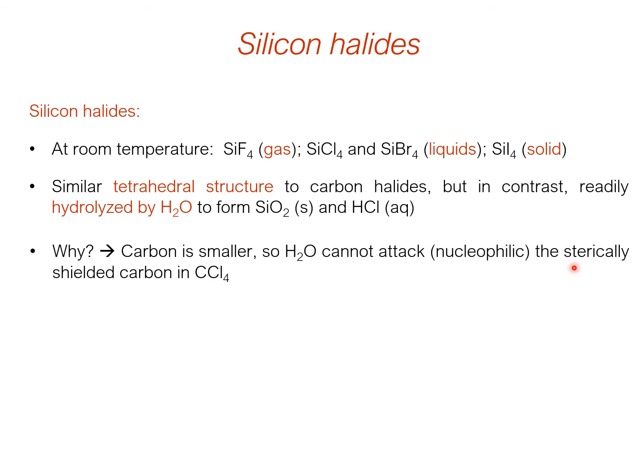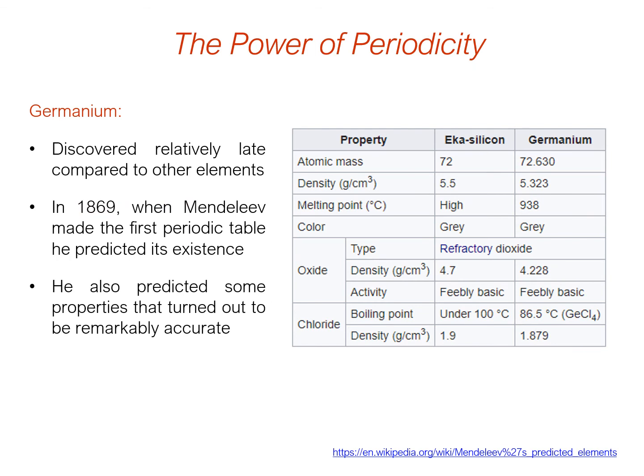Why is this? It's because the carbon is smaller. So if you see the carbon surrounded by these halides, it's protected. We call it sterically shielded. So the halides around it are big enough that the water can't actually get to the carbon. Whereas in the case of silicon, silicon's a much bigger atom. The halides don't really cover it. So the water can attack the silicon.